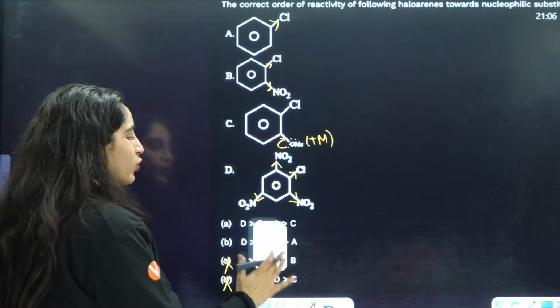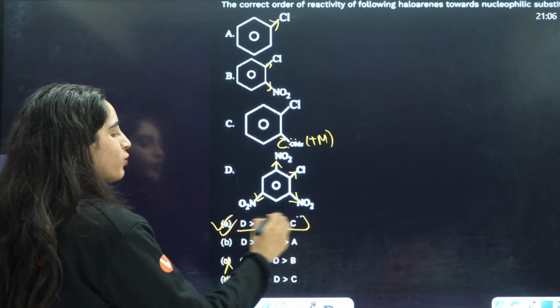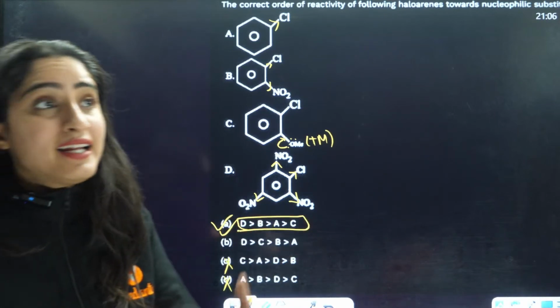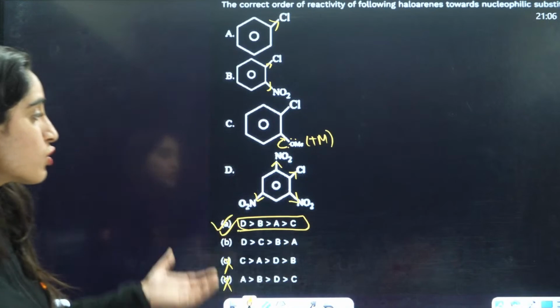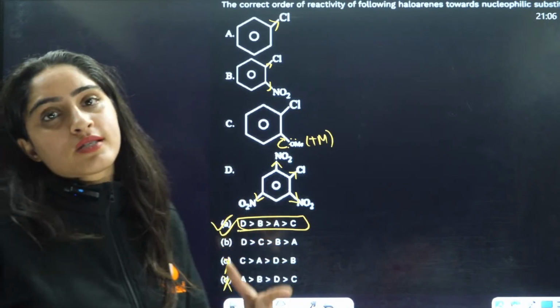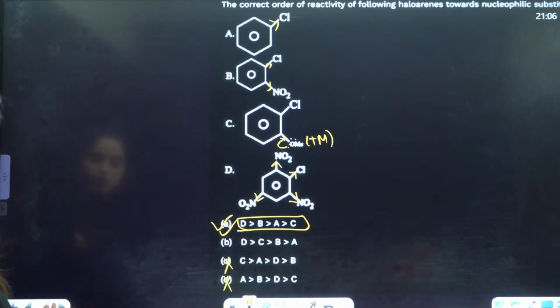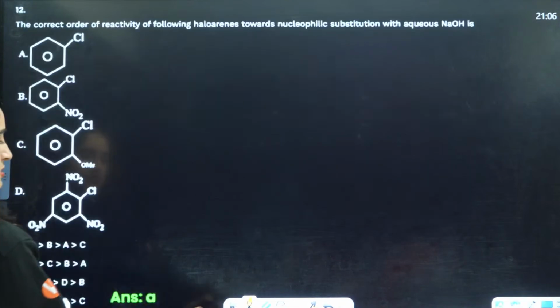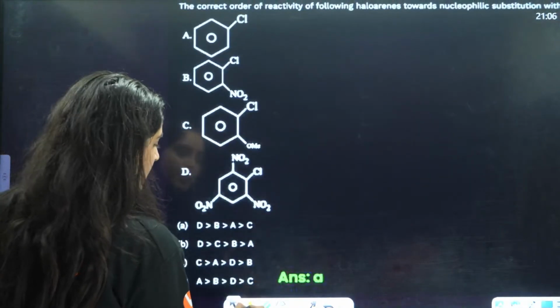Nucleophile is like, I don't want to interact with you, bro. Why? Because I need less electron density, right? So the less the electron density, the more the attack here. So the answer is going to be A, A is the correct answer.